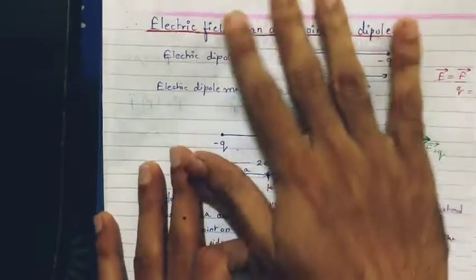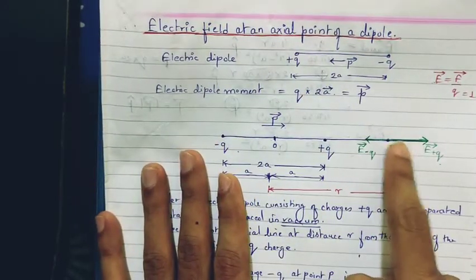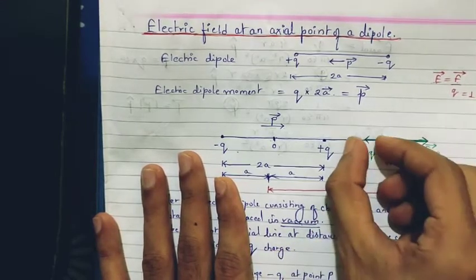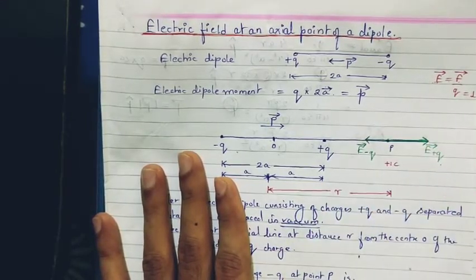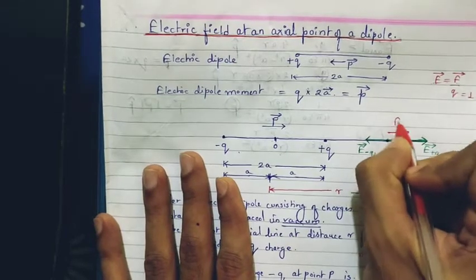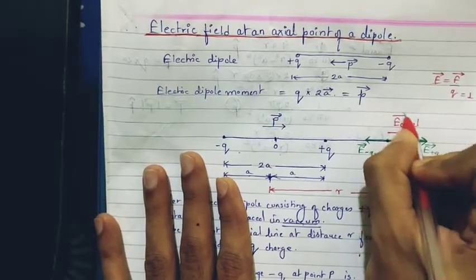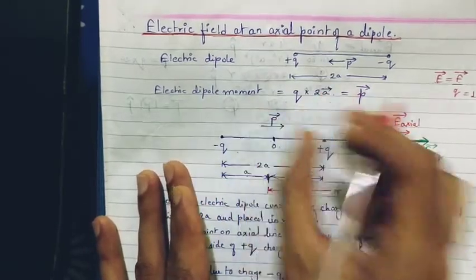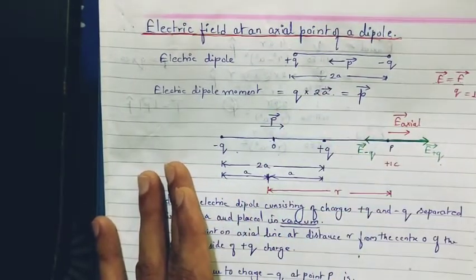over here, the net electric field, this one was bigger, which was in this direction. Obviously this is smaller than this. So net electric field will be obviously in this direction, that is E axial, because it is bigger minus smaller, correct? So the net axial field is going to be in the same direction as p, which is understood from that expression.